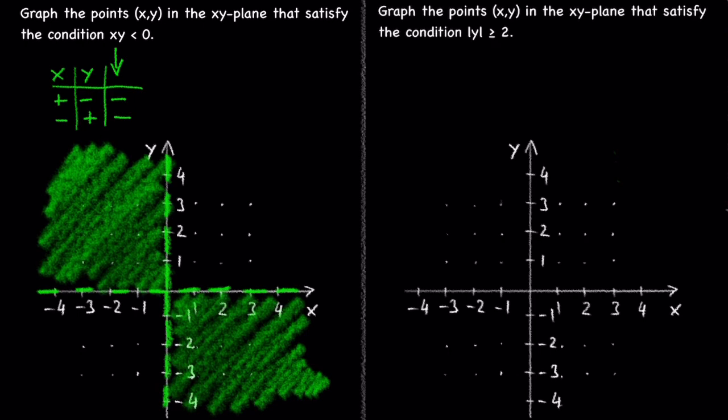Let's look at the other example. Graph the points x, y in the xy plane that satisfy the condition the absolute value of y is greater than or equal to 2. What does it mean that the absolute value of y is greater than or equal to 2? It means that either y is greater or equal to 2, or that y is less than or equal to negative 2.